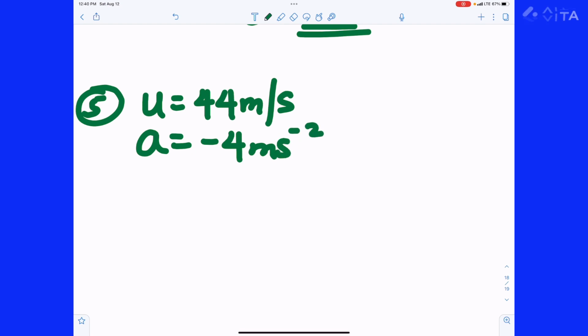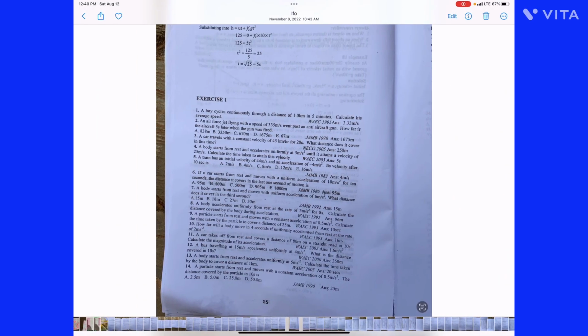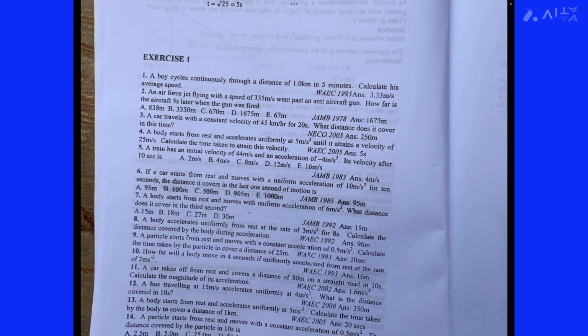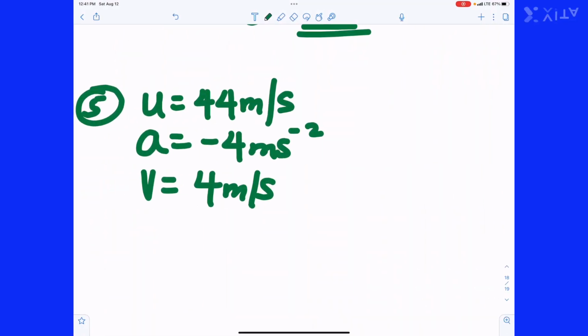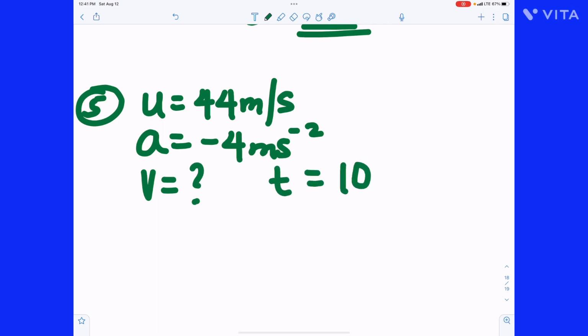And it decelerated. Let's check that again. It said its velocity after 10 seconds is, okay, so I have acceleration, I have initial velocity, I need its velocity after 10 seconds. I don't know it, but I know the time as 10 seconds. So this is question 5.